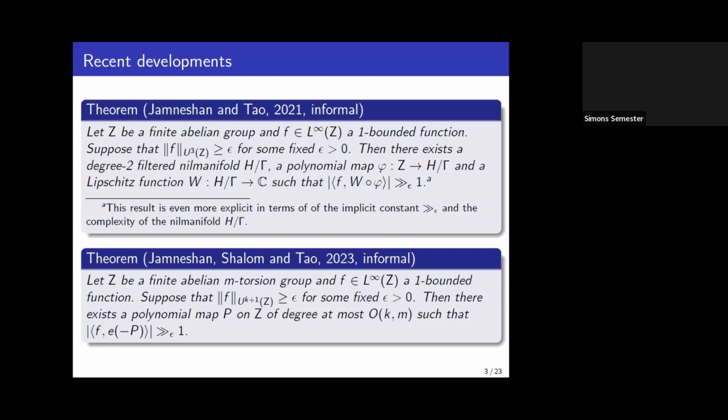And there's also this other result, even more recent than the previous one, that in the case that you focus on finite abelian groups of some bounded torsion, then you have a result very similar to the case of vector spaces of characteristic p. Essentially, if a function has a large Gowers U^{k+1} norm, then it correlates with a phase polynomial of some degree bounded in terms of k and m.